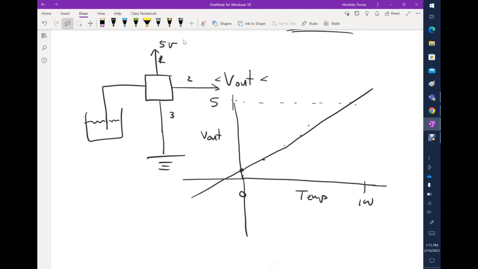If the sensor is for 100 degrees, with 100 degrees meaning 5 volts, going beyond that will not happen, because the sensor will not be able to measure a temperature higher than 100. On the other hand, it will not be able to measure temperature below 0 degrees, because that would be a negative value for V out, and V out cannot be negative. So V out will be maintained within 0 and 5 volts, because that's what the Arduino requires.